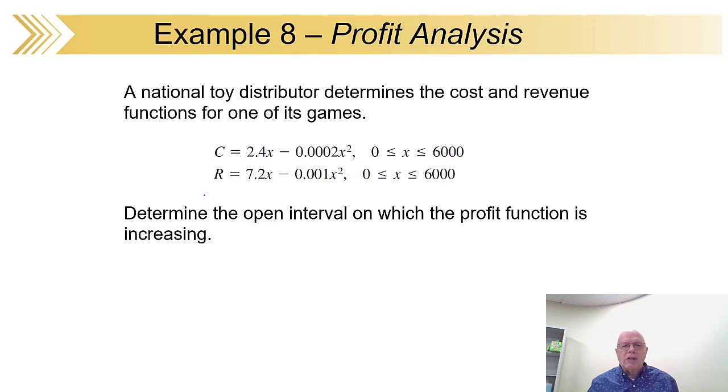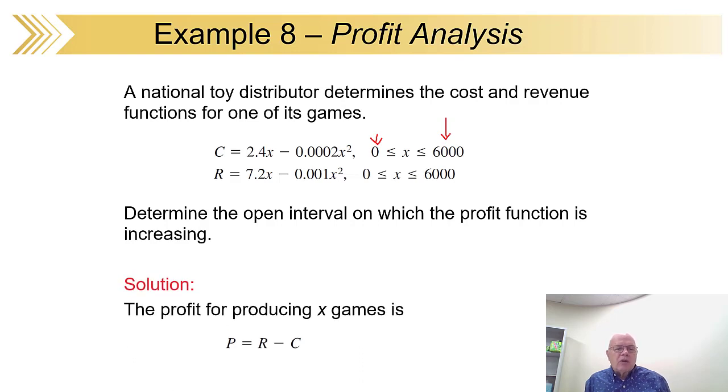Notice also one thing before we move on, that the domain is restricted, and this should make total sense to you, particularly in the first case. You can't have a negative number of games, so 0 totally makes sense. 6,000, I couldn't tell you for this one, but perhaps each month the machines that you're using or the people you're using can't produce more than 6,000. So that's a possibility.